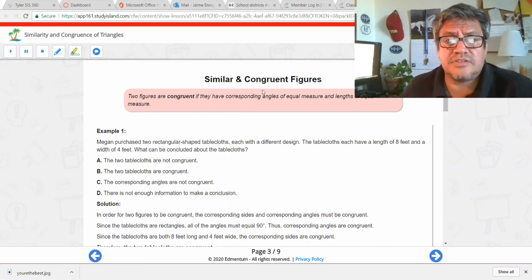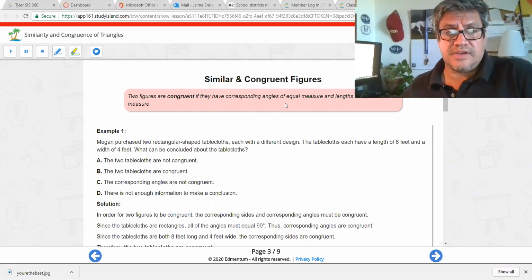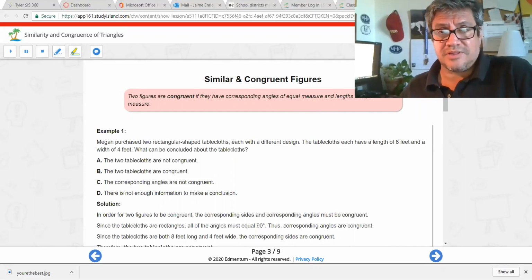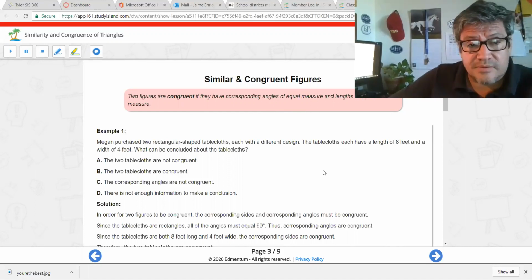So third page here, similar and congruent figures. Two figures are congruent if they have corresponding angles of equal measure and lengths of equal measure. That sounds pretty simple in explanation, but let's see what we have here.